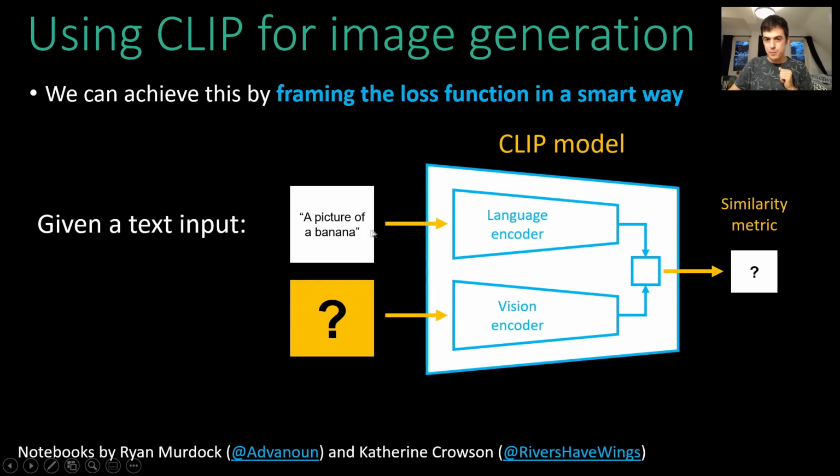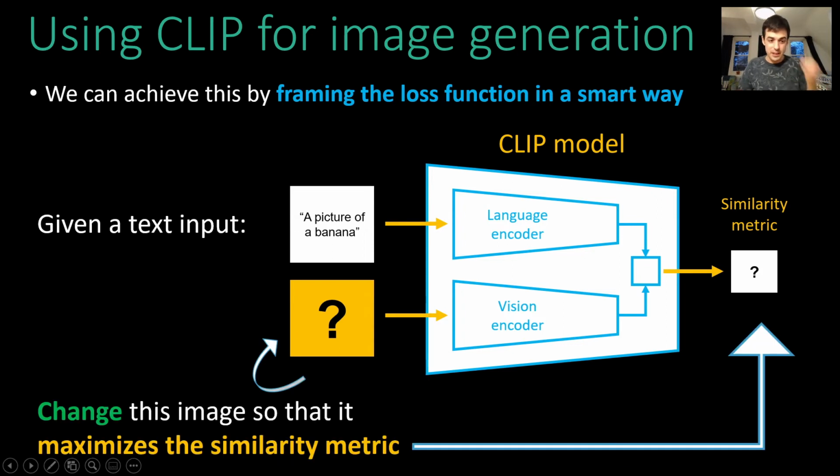For this text input, we want to create an image which would have a very high similarity metric. So basically, change this image so that this model, when used as a loss, will give us a very high similarity metric. And in that moment, we could just try every possible image on the whole planet, randomly sampling all possibilities and stop at the one that is the highest, or we could have some smarter ways.